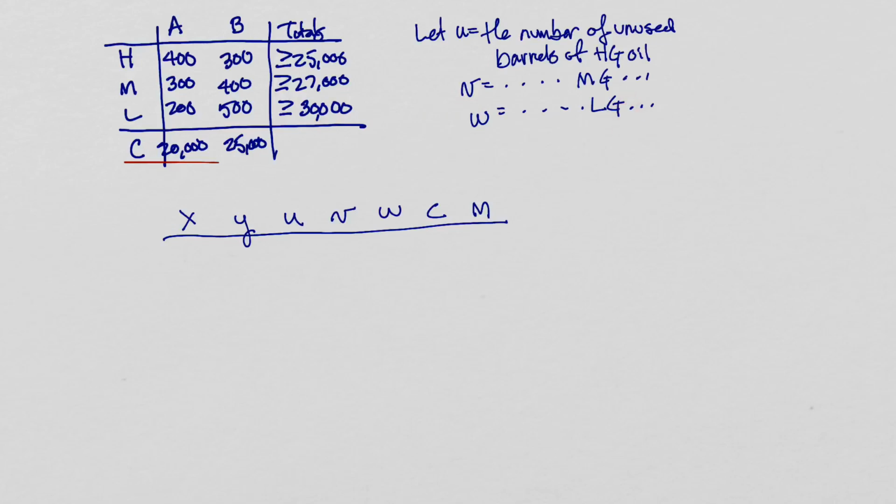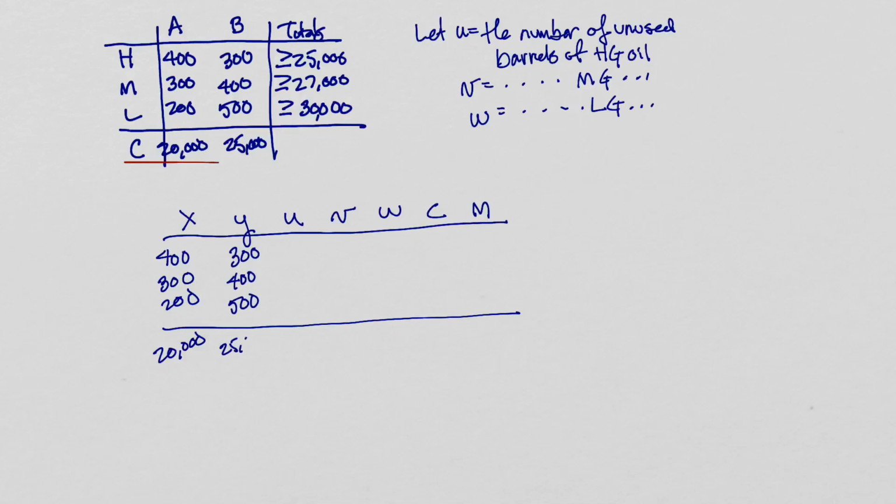So let's fill our table in. So we'll start down the X column first here, and the X column we can just read right straight down here, right? So we're going to have 400, 300, 200, and then down here, how about 20,000? In the Y column, we're going to have 300, 400, 500, and this will be a 25,000.